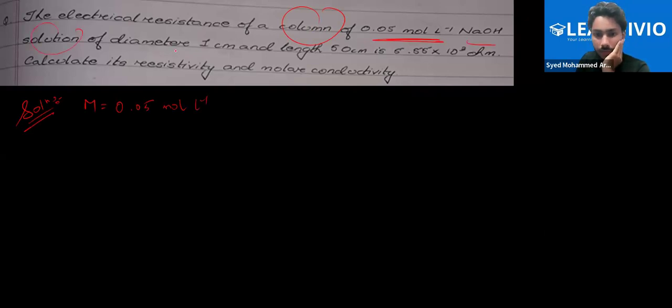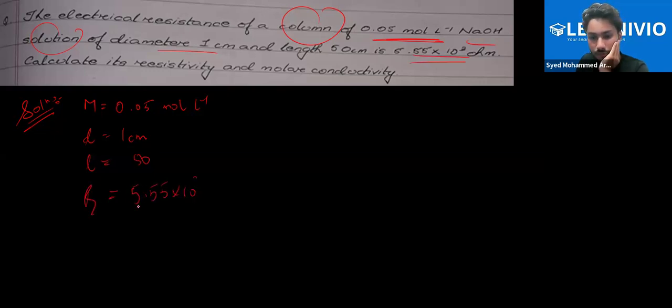Done. I can't define K. Okay, so basically concentration M equals 0.05 mole per liter is given to me, and the diameter D will be 1 centimeter, length would be 50 centimeter, and the R is given to me, that is 5.55 into 10 to the power of 3 ohm.